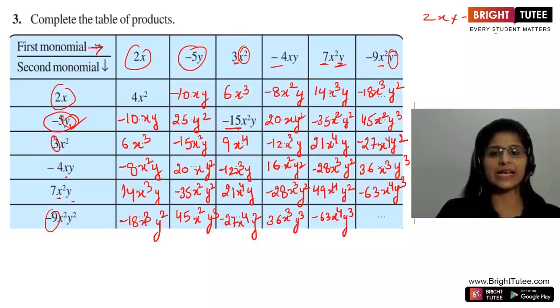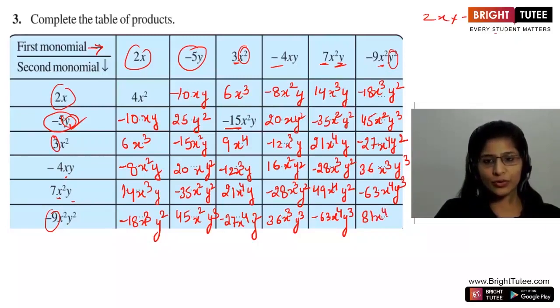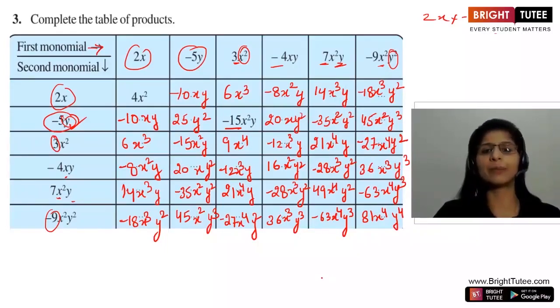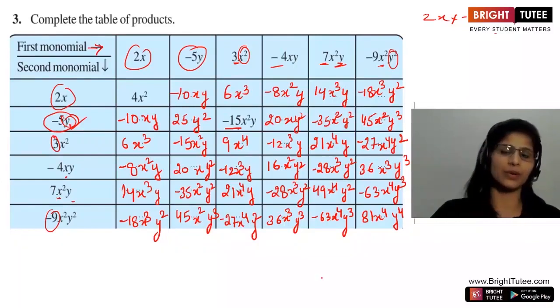Next is minus 9x square y square, minus 9x square y square. Minus 9 times minus 9 is 81. X square into x square is x to the power 4 and y square into y square is y to the power 4. Clear? So like this we have filled the complete table. We had to multiply the first polynomial with the second polynomial. Right? Let's move ahead.